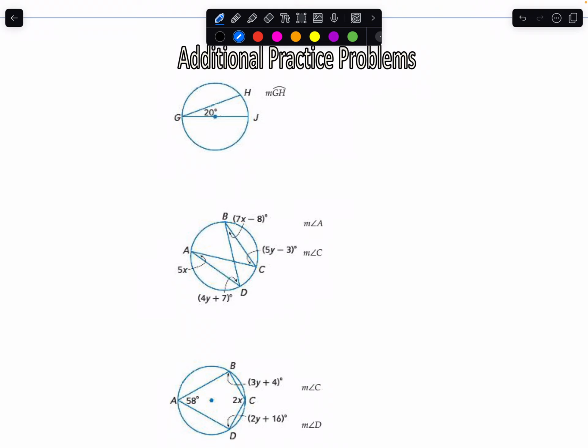Okay, so I'm trying to find the measure of arc GH, this arc. I know that 20 degrees is inscribed, so that means that from here to here it'll be double. So this is going to measure 40 degrees. Since we're dealing with half of a circle, that means that half of a circle is 180 degrees. And then we subtract to find leftover, right? 180 minus 40, that means that this leftover piece is 140 degrees.